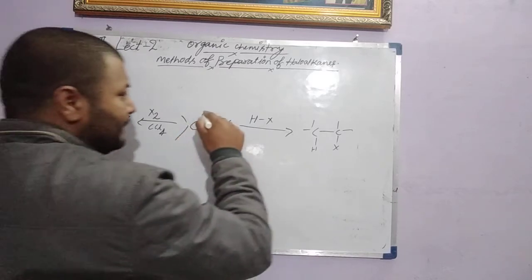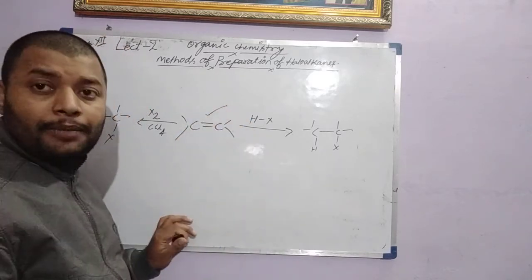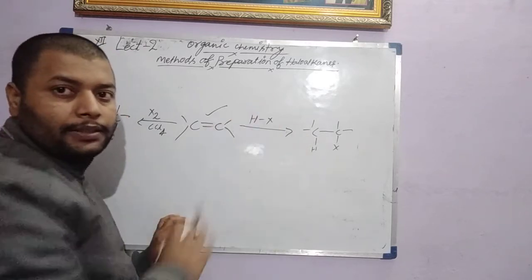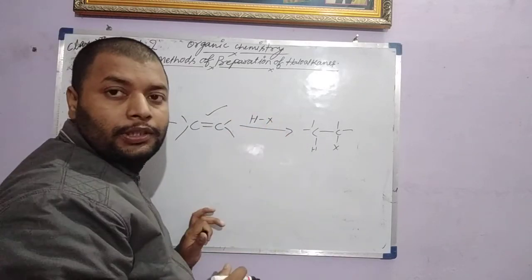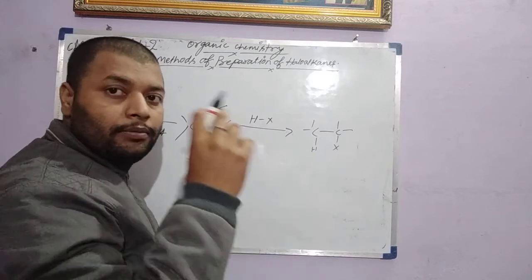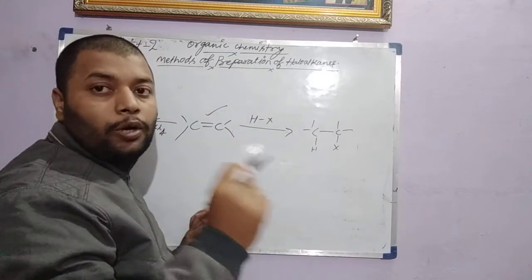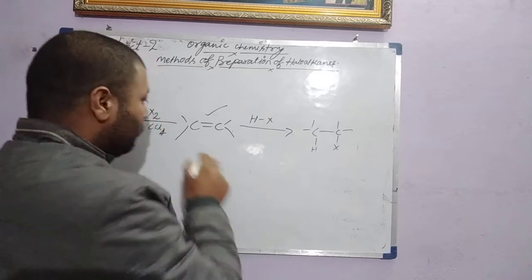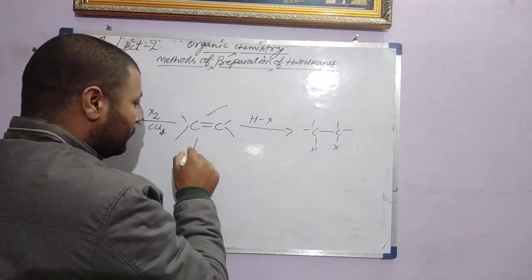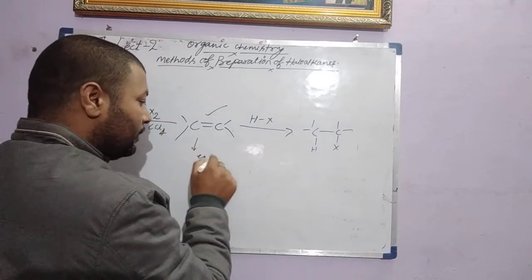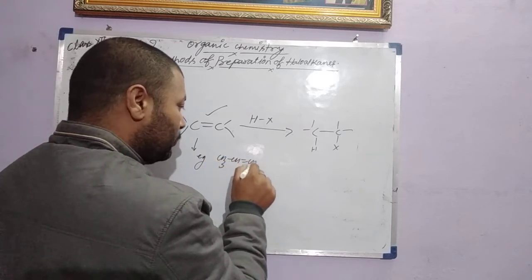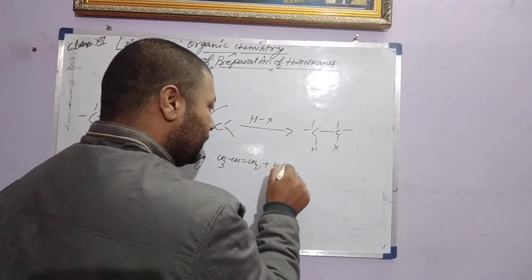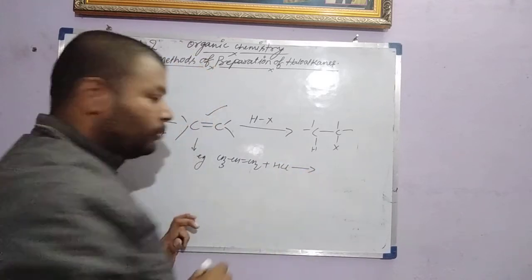So alkene may be one of the reactants that forms haloalkanes. For the addition of HX, you have to take an important rule called the Markovnikov rule. How? Look at the example. Suppose we have CH3CH=CH2 and we have to add HCl.